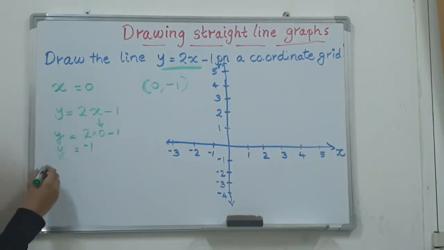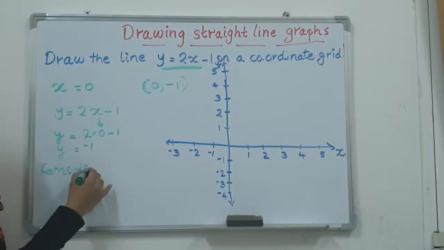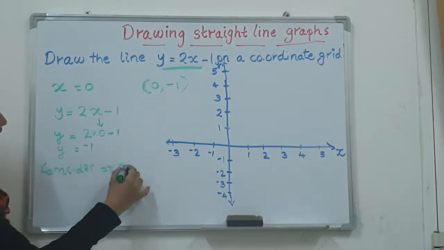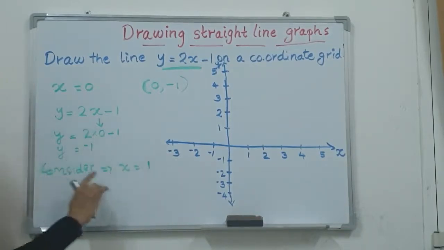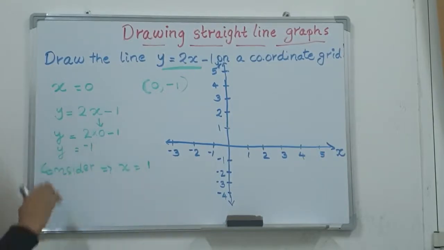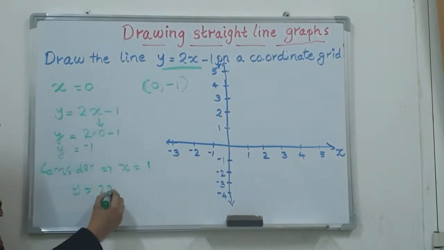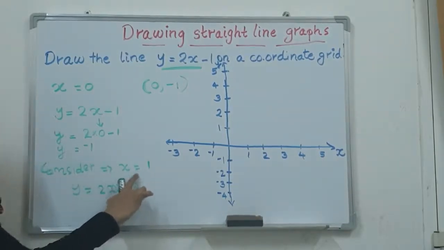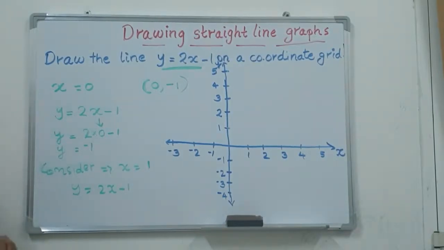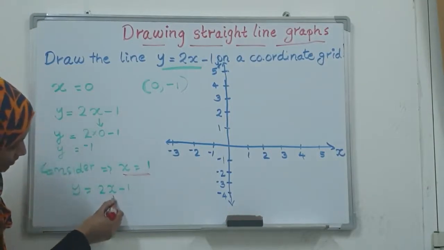Now consider another value for x. You can choose any value, so I am choosing x as 1. What will be the corresponding value of y? In the same way, you take the equation of the line y equals 2x minus 1 and substitute the value chosen. Here I have chosen the value of x which is 1. So just substitute the value of x.